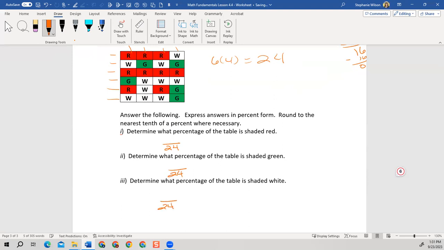Now let's determine how many are red. So I got 1, 2, 3, 4, 5, 6, 7, 8, 9 are red. Now we're going to reduce this if we can. I know that 9 is made up of 3 times 3. And I know 24 is 3 times 8. And then let's not forget to multiply by 100%. I'm gonna put it over 1. My 3's reduce. And now I got 3/8 times 100%.